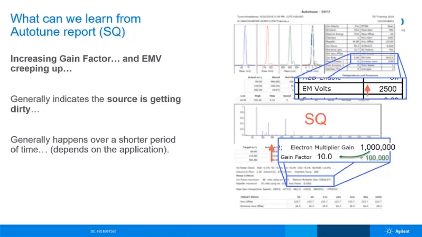Now, what happens when we clean the source to our EMV and tune gain factor? But first, when we're speaking of cleaning the source, what's the best way to do that?